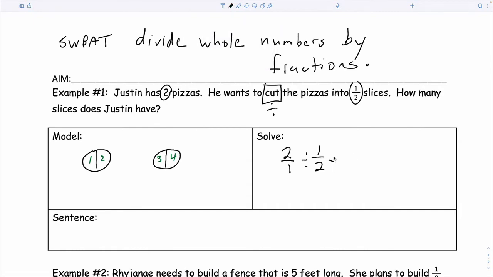So how did we get 4? Doing it with arithmetic, with division. Well, remember you KFC it. Keep, flip, and change. Keep the first fraction the exact same. Flip the second fraction, 1/2 becomes 2/1. And change the sign. Keep, flip, change the sign. 2 times 2 is 4. 1 times 1 is 1. Your answer is 4 slices.